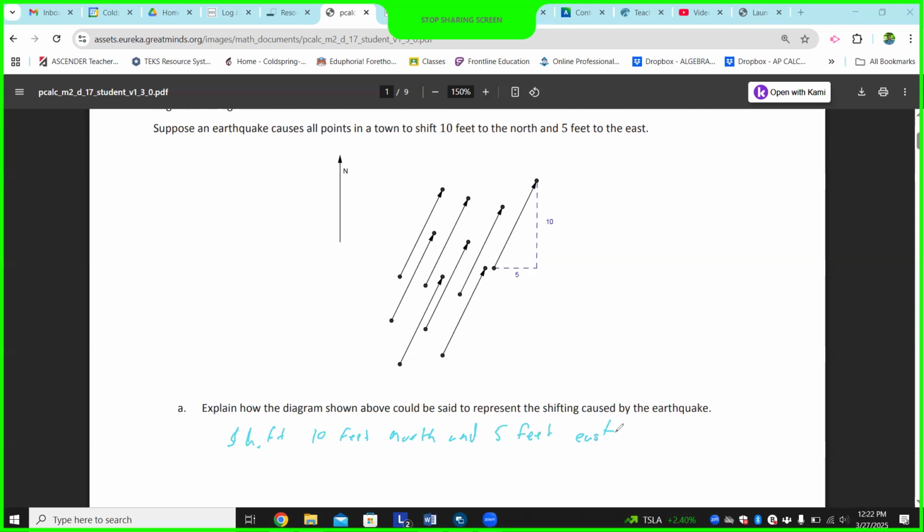Part B, I'm not going to move it, but draw another arrow that shows the same shift and explain how you drew your answer. So how would you randomly draw another vector here? Just draw a random point anywhere you want. Now, how do I know where this vector goes? How do I get there? That's it. So I'm going to go 1, 2, 3, 4, 5. 1, 2, 3, 4, 5, 6, 7, 8, 9, 10.